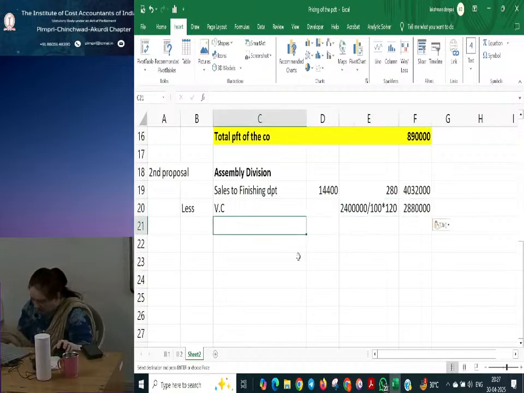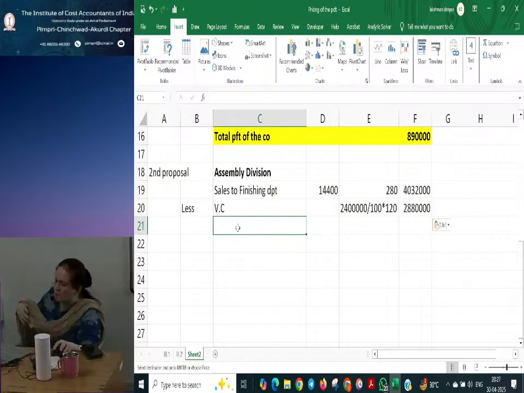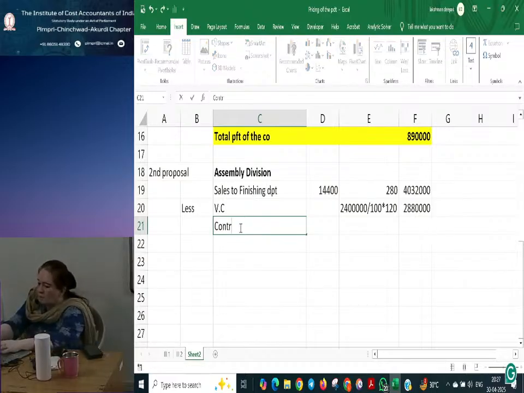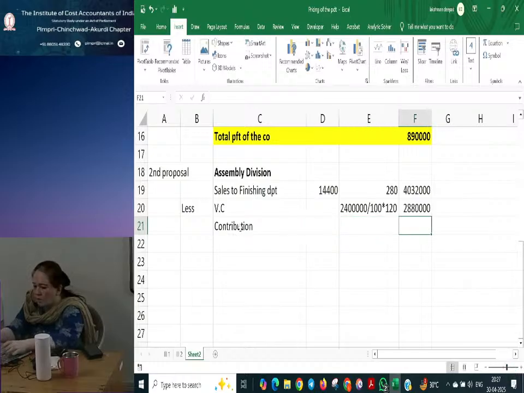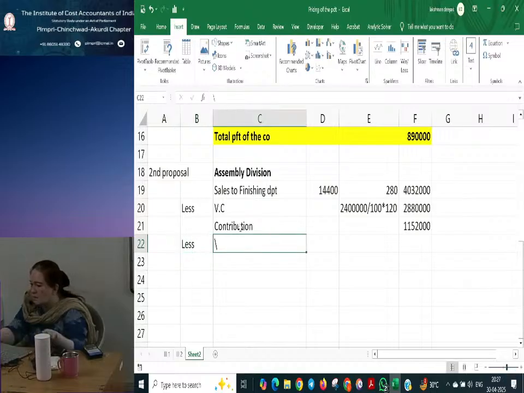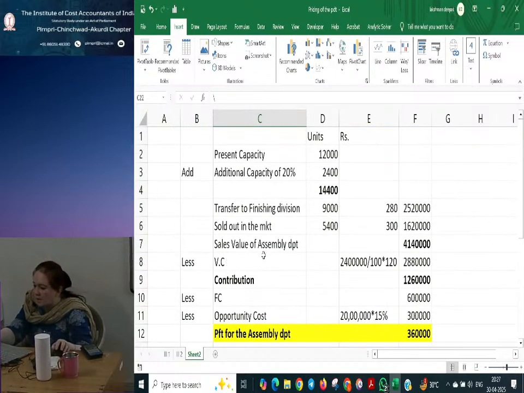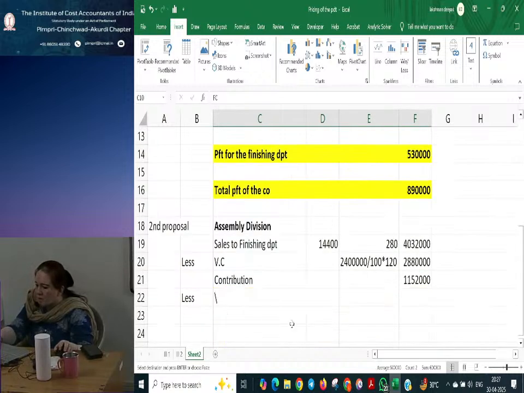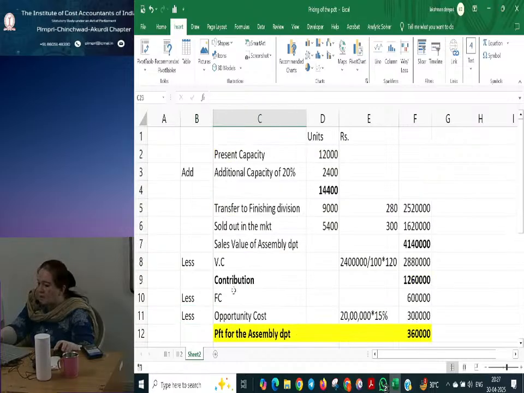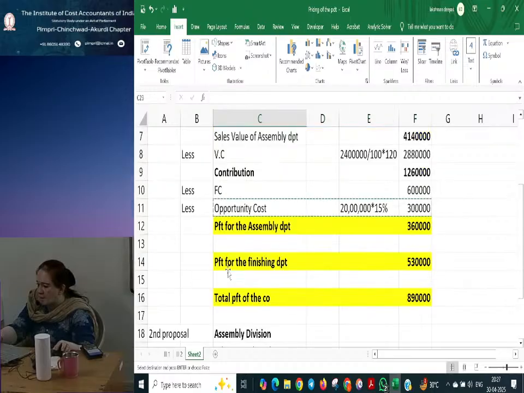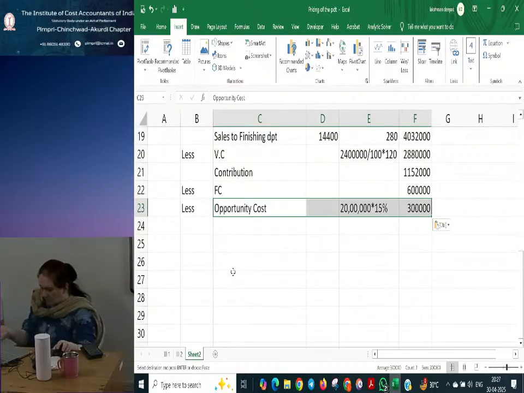Yes, 28,80,000. So what is my contribution now? So contribution is 40,32,000 minus 28,80,000. Now if I look at the fixed cost of the assembly division, there is no change, means whatever they have told will remain the same, which is going to be 6 lakhs. And once again, the opportunity cost, if 20 lakhs is invested elsewhere, it is going to fetch you 15%. It's going to remain the same.